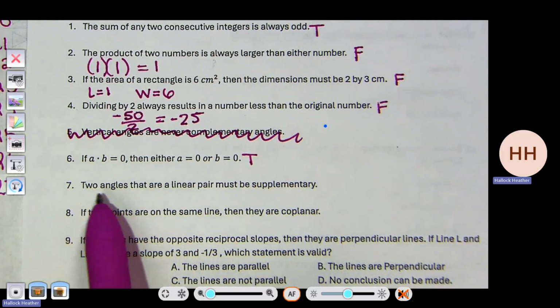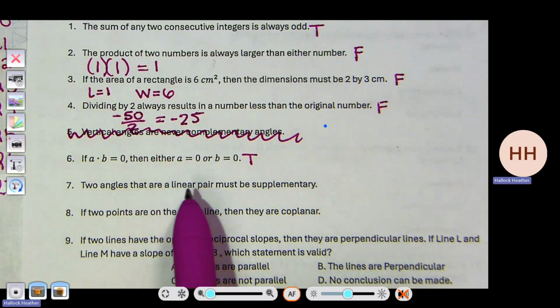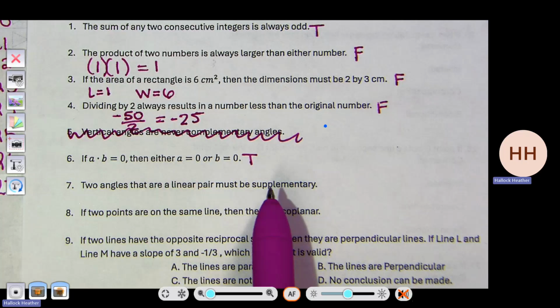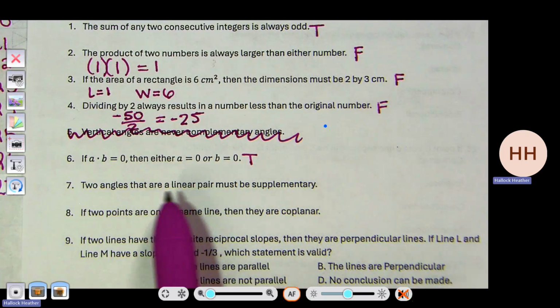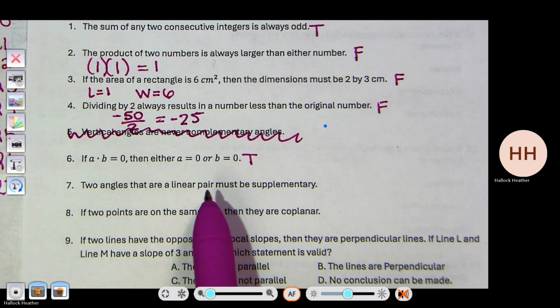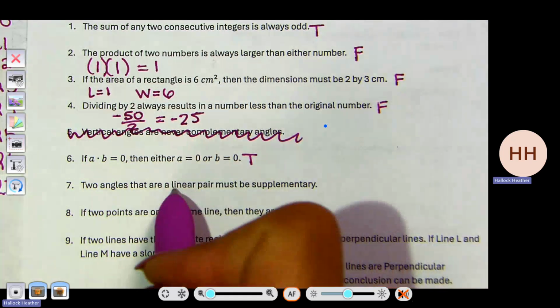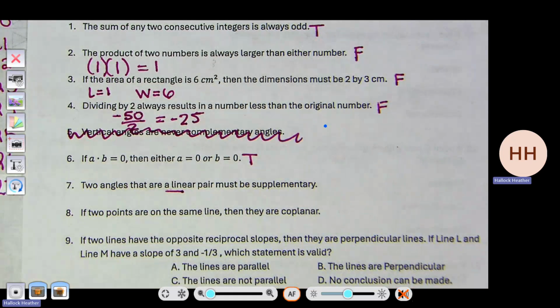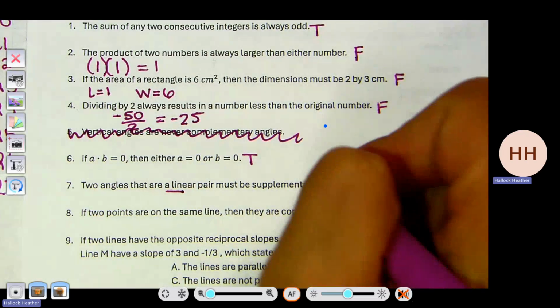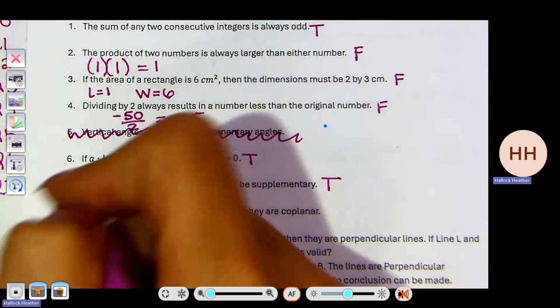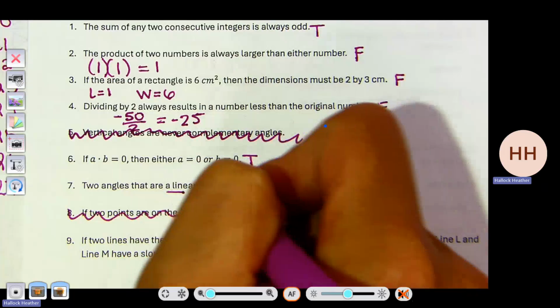Number 7 says two angles that are a linear pair must be supplementary. This is where geometry comes into play. Yes, because a linear pair makes a straight line. Supplementary means 180, so this is true. Let's cross out number 8 and go to number 9.